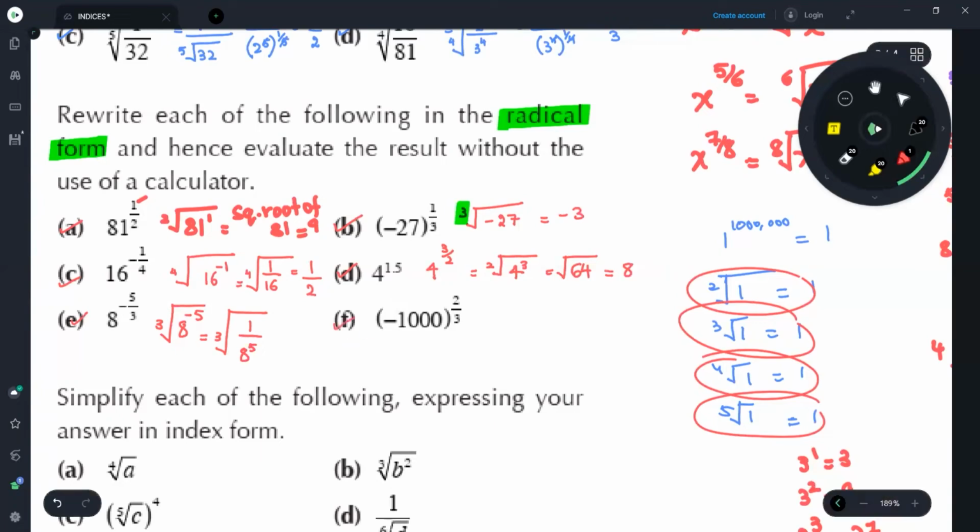Then part F, it says minus 1000 to the power 2 over 3. So we will write down minus 1000 inside, and 2 outside and 3 inside. So can I say it's going to be minus 1000 multiplied by minus 1000 inside? Yes or no? Because it's minus 1000 squared. And minus 1000 multiplied by minus 1000, can I say it's a plus 1 million? Now, can you find out the cube root of 1 million, please?